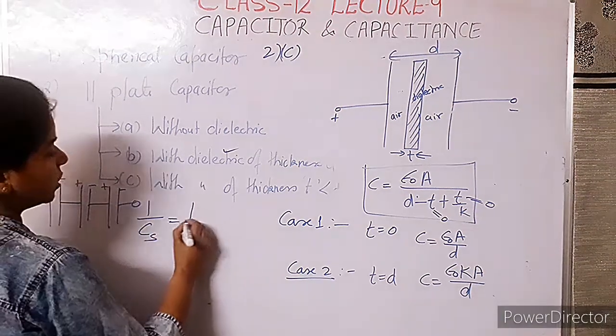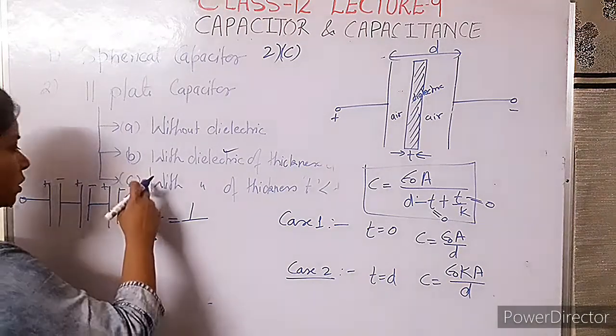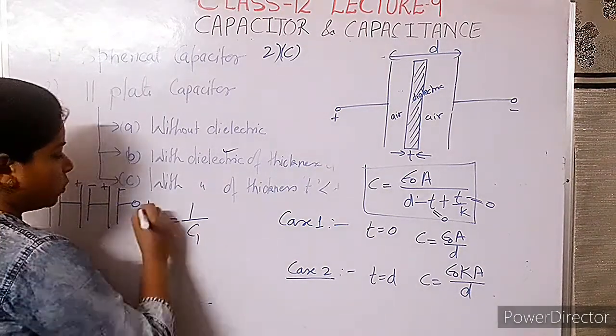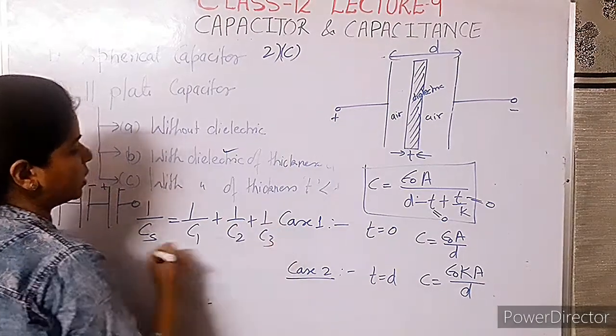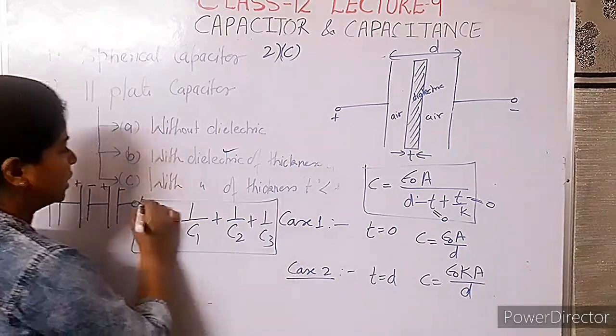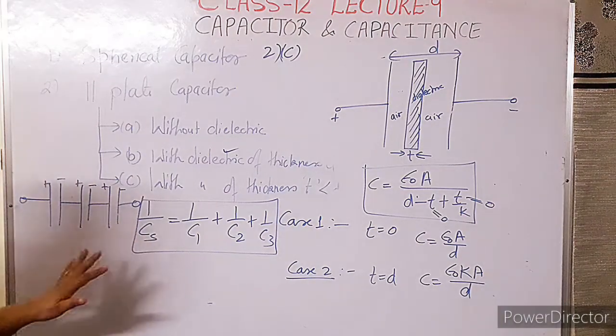For resistors, the parallel combination result is 1 over R is equal to 1 over R1 plus 1 over R2. In the similar manner we will get 1 over CS is equal to 1 over C1 plus 1 over C2 and 1 over C3. This kind of result we will get in series combination, just opposite to the case of resistance.